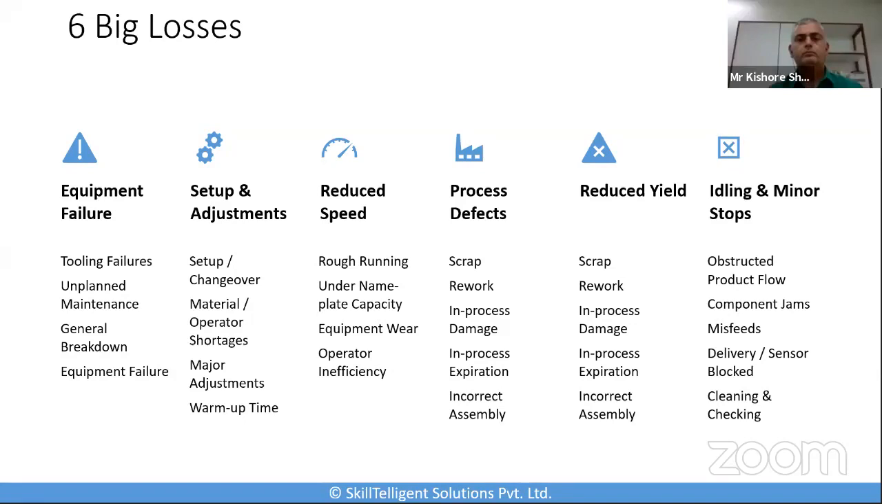The fourth is the process defect or process loss, characterized by the generation of scrap, rework, in-process damage, in-process expiration, or incorrect assembly. Reduced yield is the fifth one, and it is pretty similar to the process defects, except that it happens at startup time. The sixth one is idling and minor stops, and this can be because of obstructed product flow, component jams, misfeeds, sensors blocked, cleaning and checking, and so on. So these are the 6 major losses which in lean manufacturing we focus upon.